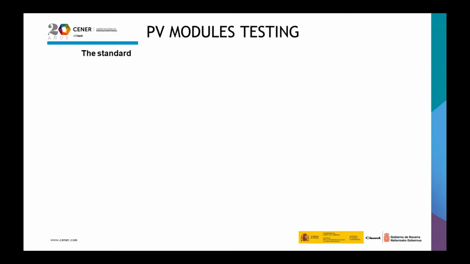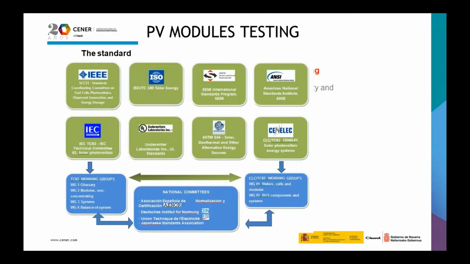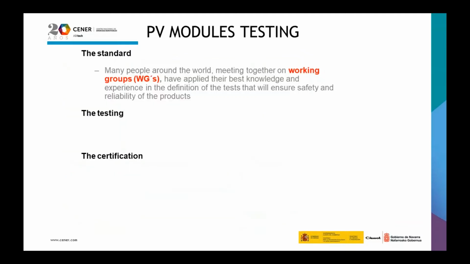Who is who in the certification process? There are three important parts in certification. We have the standard, the testing, and the certification itself. The standard is where the requirements that the product must fulfill are laid down. There are many organizations around the world developing standards for the PV sector. In this presentation, we will only explain the main IEC standards for PV modules.